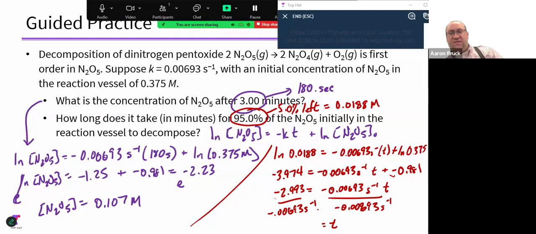Our answer is going to be in seconds because our unit is in seconds. It's going to be 432. And then divide that by 60 for minutes. You get 7.20 minutes.